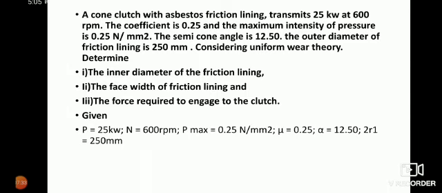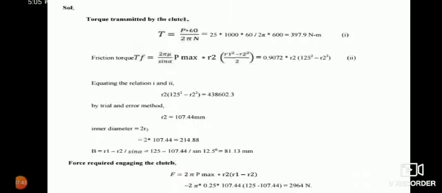Given data: P equal to 25 kilowatt, N equal to 600 rpm, P max equal to 0.25 Newton per mm square, mu equal to 0.25, alpha equal to 12.5 degrees, 2R1 equal to 250 mm. Torque transmitted by the shaft T equal to P into 60 divided by 2 pi N. Frictional torque Tf equal to 2 pi mu divided by sin alpha into P max into R2 into (R1 square minus R2 square) divided by 2. Equating the two relations and using the trial and error method, we get the R2 value 107.44 mm.